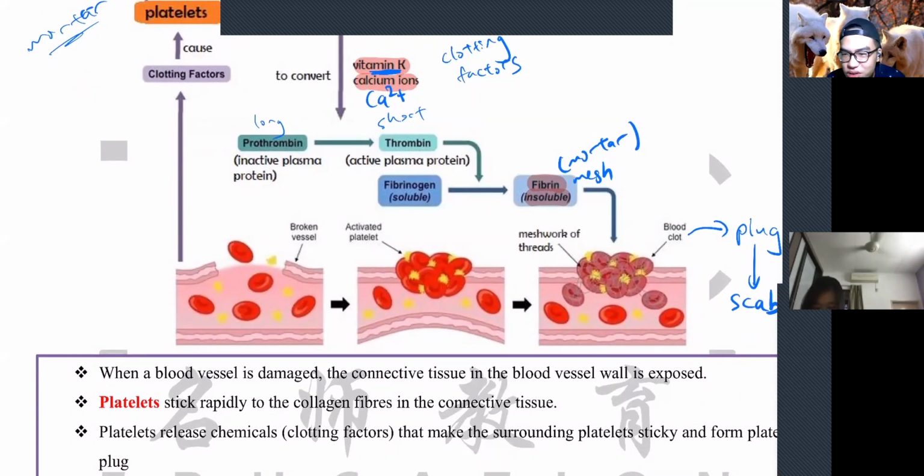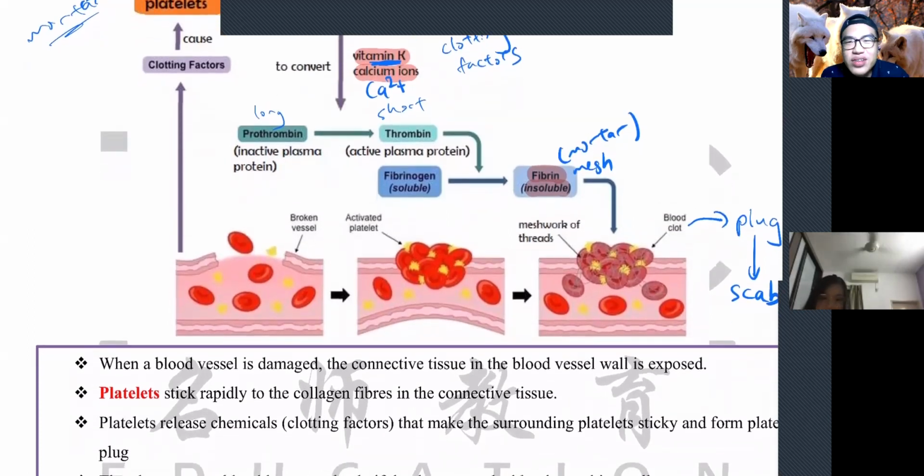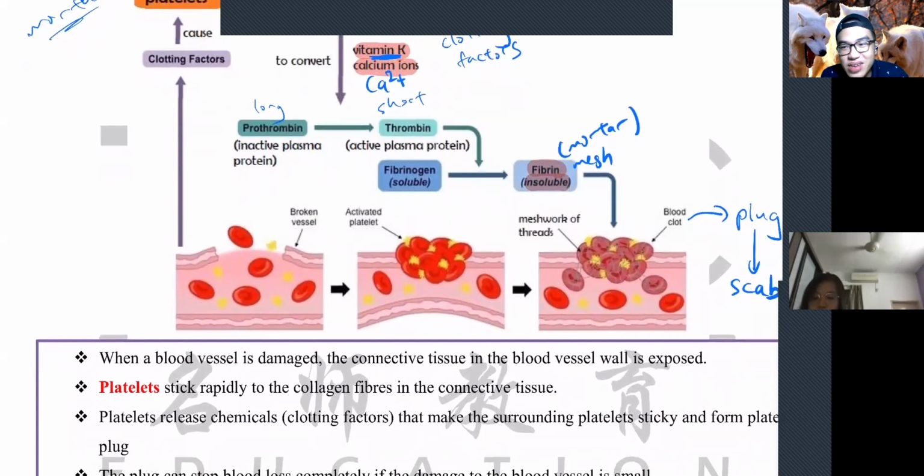So what food examples? Calcium everybody knows where you can get it. Vitamin K, you can get it from any leafy green veggie. Most of us wouldn't be deficient in it unless you are a very picky eater. Then that's a different case. So how does it activate this thing?